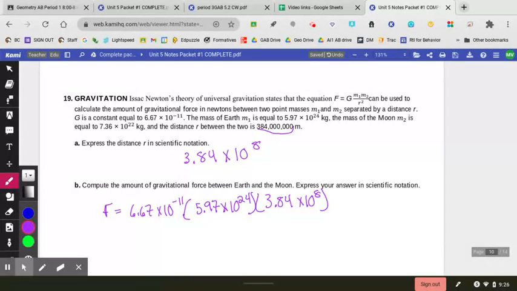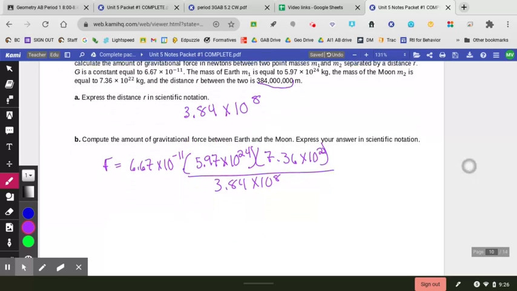Oops, sorry. That's not the mass of the moon. I used the wrong number. The moon is right here, which is 7.36 times 10 to the 22nd. The distance R is 3.84 times 10 to the 8th. So I'm going to calculate that.